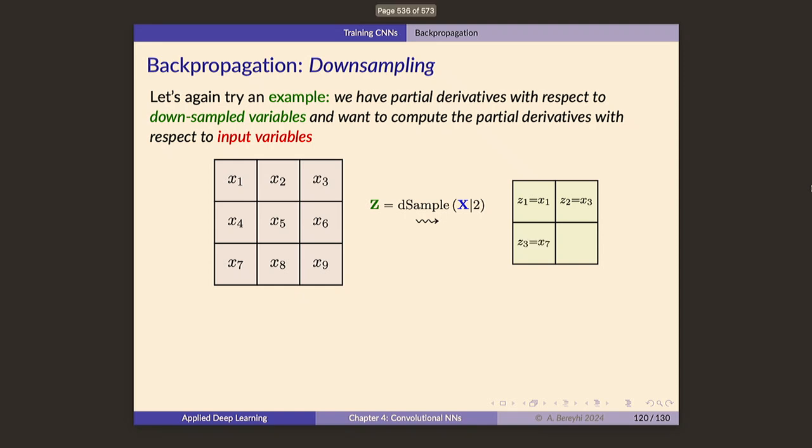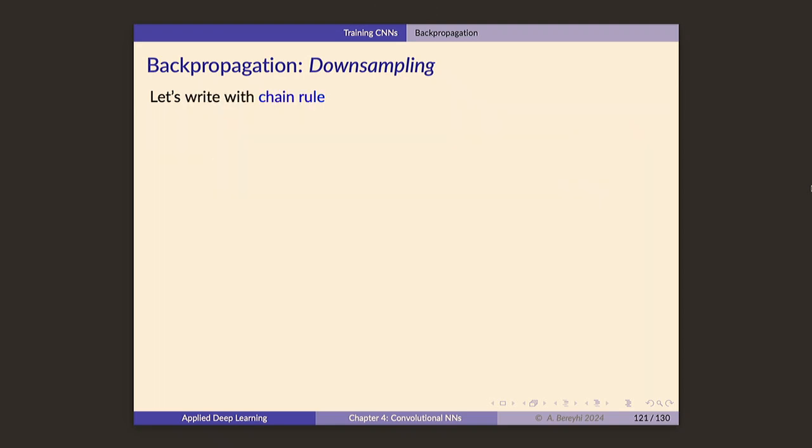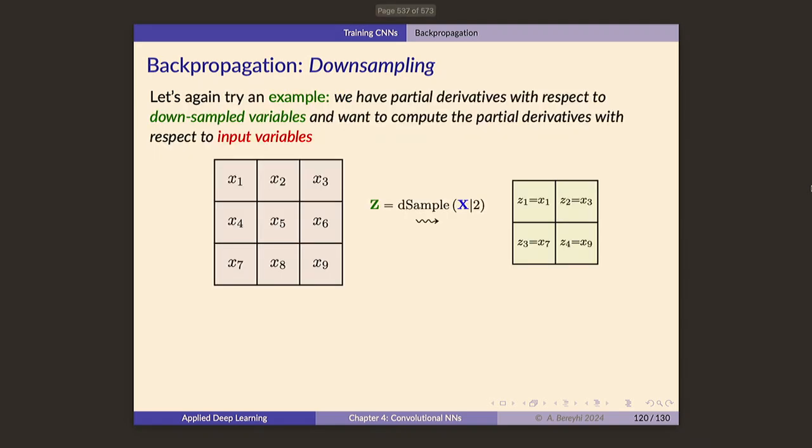x7, exactly. And the last one is x9, right? So you're going to get rid of this row and this column, and then this is going to be your output map, correct? Now, you want to just, again, write the chain rule, correct? So you do know the gradient with respect to z. Now you want to know the gradient with respect to x.